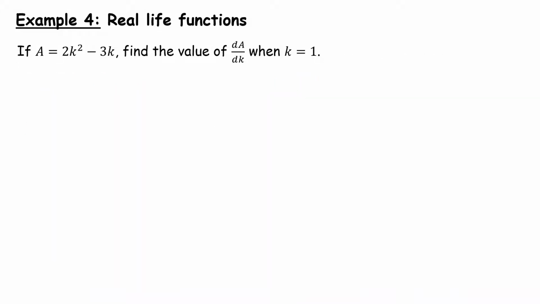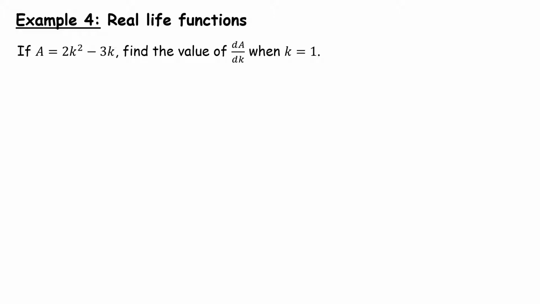So just touching into this very briefly about real life functions, all I've done here is I've mixed up the letters, and it's just to show that it doesn't matter what the function is called or what the variables in it are, that you can still differentiate using the exact same rules that we've been working with. So in this case we have A equals 2k squared minus 3k.